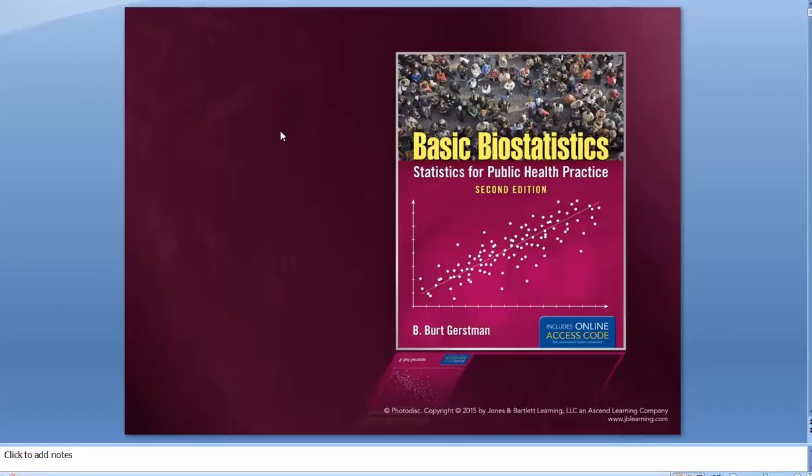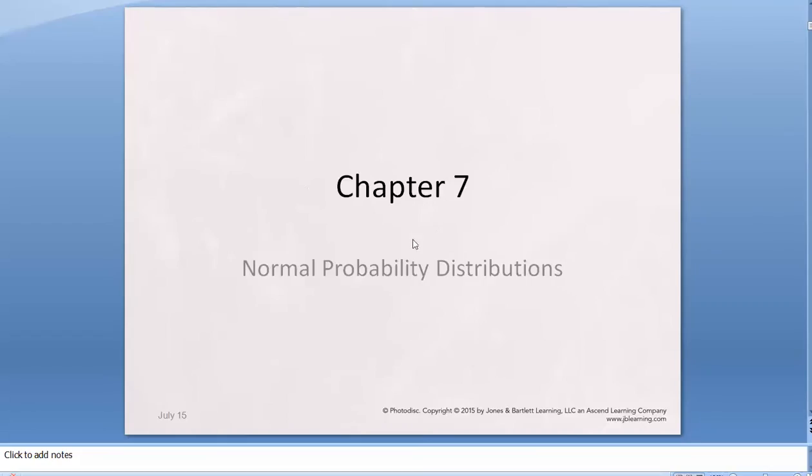Okay, now we are in chapter 7, another new topic, and that is actually we are talking about a specific continuous probability distribution. Okay, so let's get started. Next slide. So it's normal probability distributions.